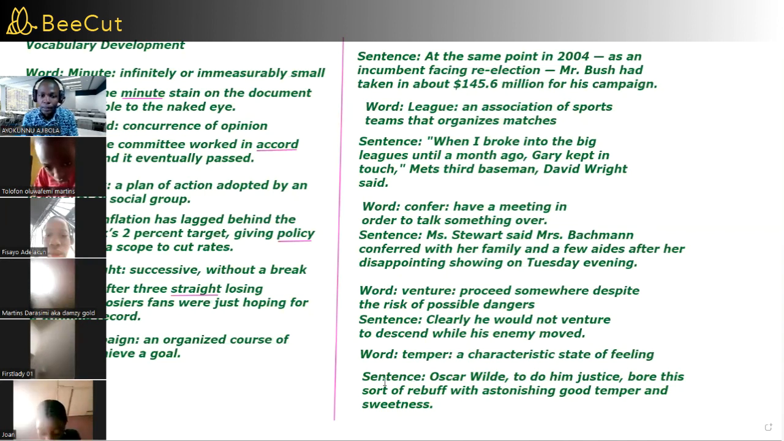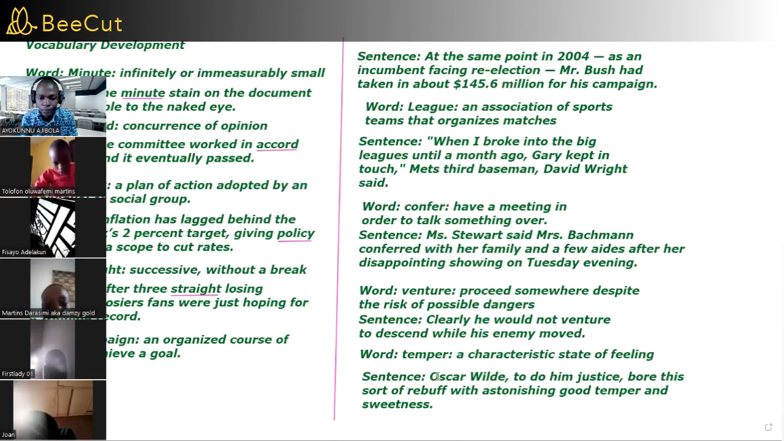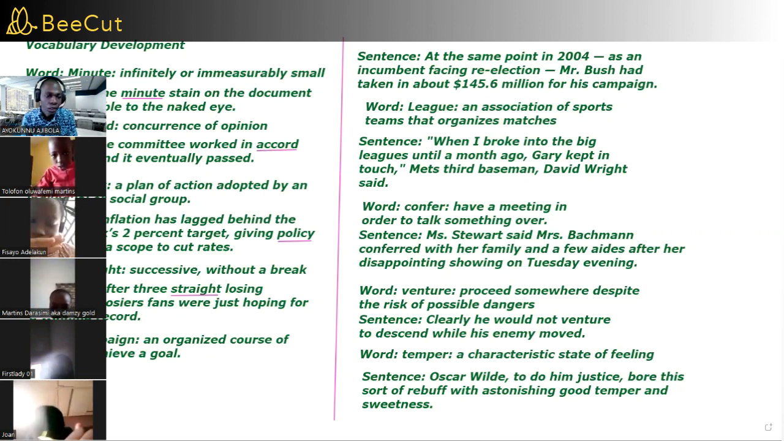So, the sentence for the word temper here is from Oscar Wilde: to do injustice for this sort of evolved with astonishing good temper and sweetness. This is like a quote from somebody. Or you can talk about good temper, you can talk about bad temper. Temperament is what temper is talking about.